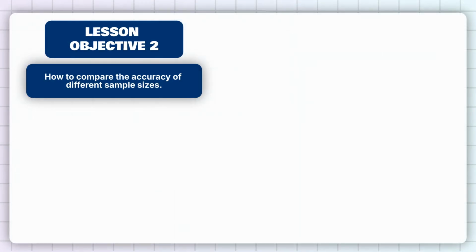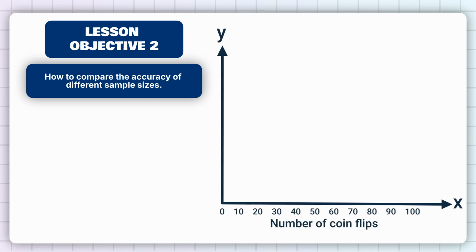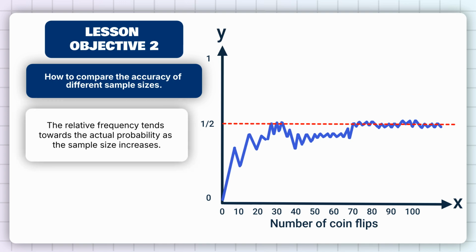Here's a visual representation. Think of a graph where the x-axis represents the number of coin flips and the y-axis represents the relative frequency of getting heads. At 10 flips, the relative frequency might fluctuate a lot. But as you increase the number of flips to 100, 1,000 or more, the line approaches the horizontal line at 0.5, indicating the true probability.